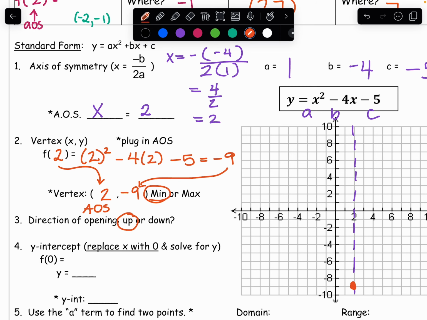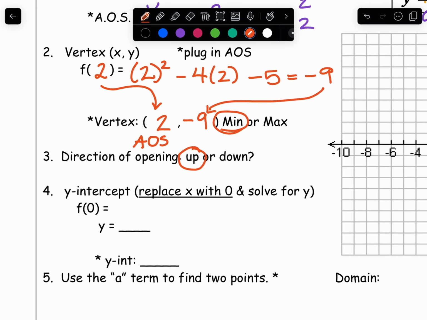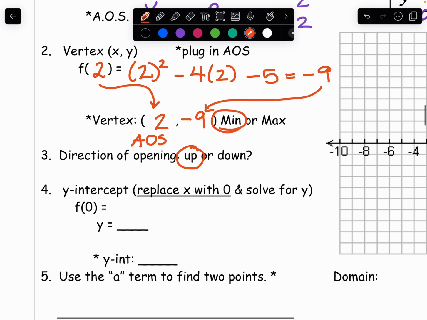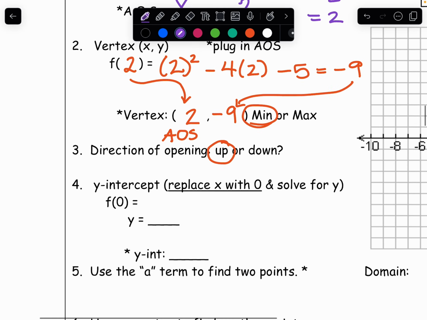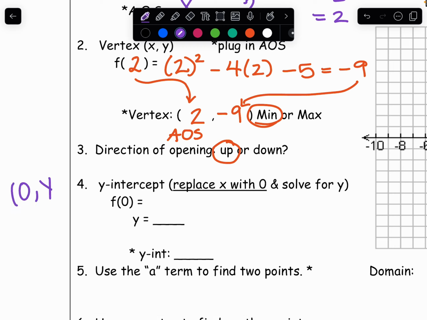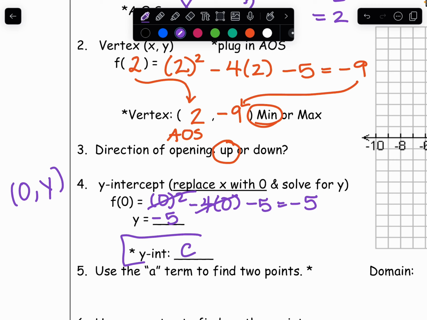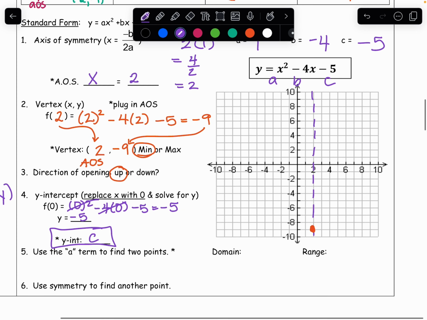Now, let's look at finding our y-intercept. So for our y-intercept, we plug in 0 for x and solve. The reason is that all y-intercepts are of the form (0, y). And so we get 0 squared minus 4 times 0 minus 5, which you can hopefully see is negative 5. Now what's really cool is that since when we plug in 0, our a term goes away and our b term goes away, your y-intercept will just be your c value. So I'm going to plot that point. My y-intercept is negative 5.